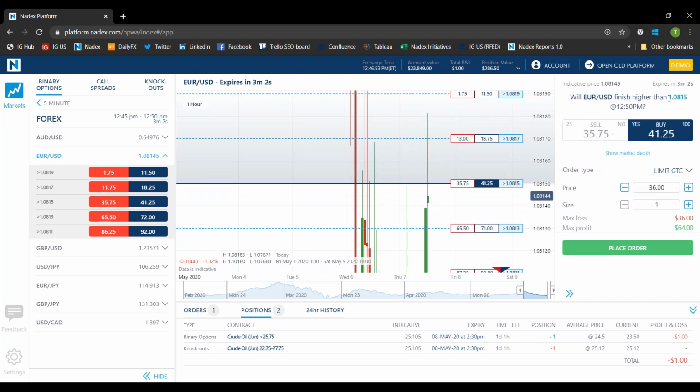But you'll see that the probability, for this particular binary, finishing higher than 1081.5, is right there. These prices will swing and change dramatically as the next 2 minutes go on. So if you're looking for some price action, here we are. It's right at the money. It's a 50-50 proposition. I don't know. And this is either going to go from 50 to 100 or 50 to 0 in the next 2 minutes.